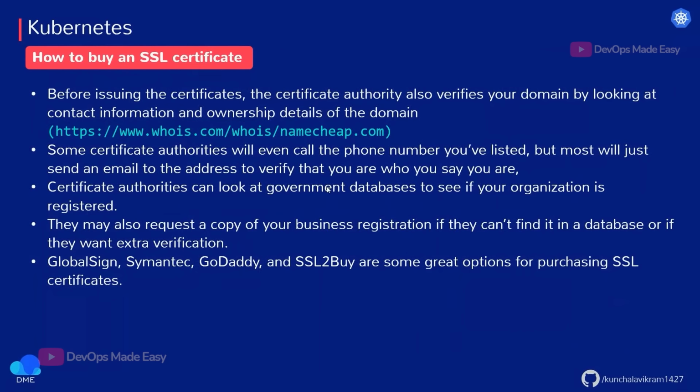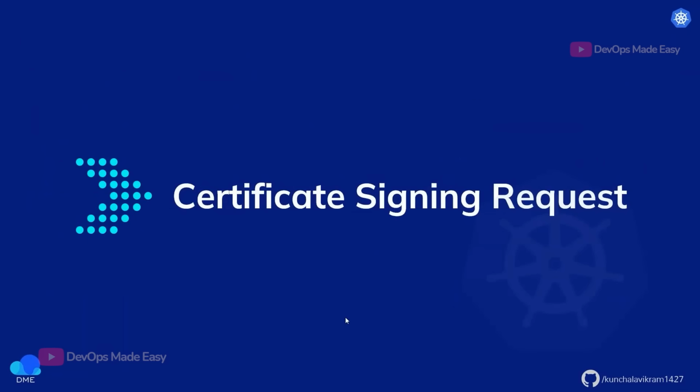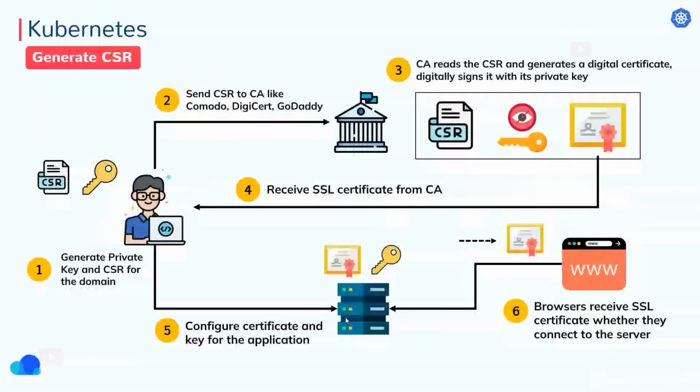They might even search the government databases to see if your organization is registered. They might even ask you for the organization certificate. So there are many verifications that are done before issuing a certificate. You will not get a certificate that easily. Now let's understand how to create a CSR.